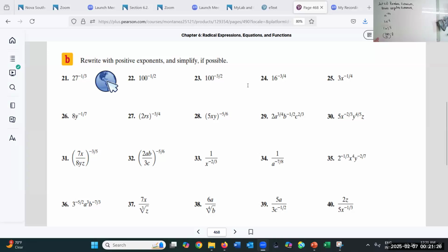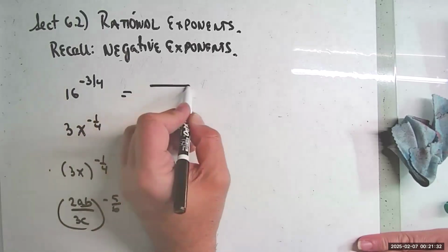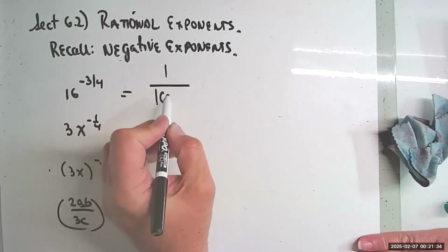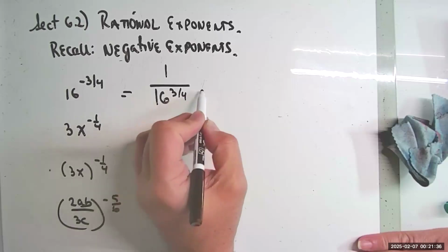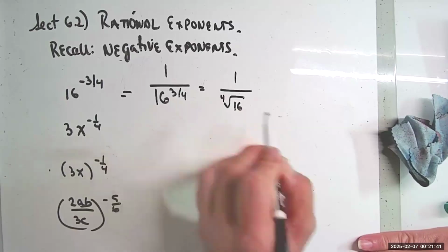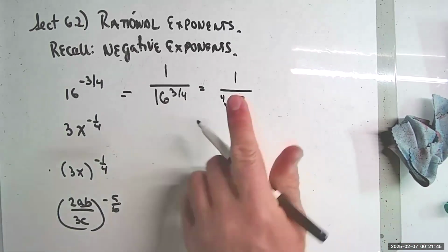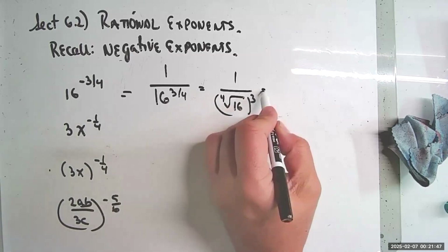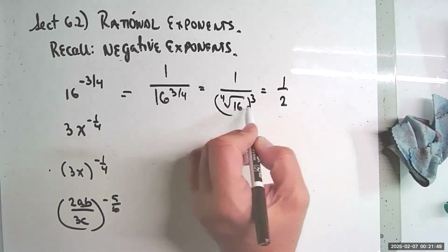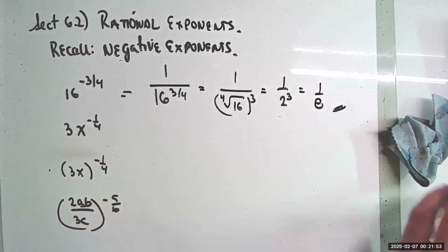Okay, let me stop sharing this. So the exponent is negative. Of course, that would be 1 over 16 to the 3 over 4. My index is 4. Yes, I can find the fourth root of 16, which is 2. So that would be raised to the 3. This is 1/2 raised to the 3, which should be 1/8, and we are done.